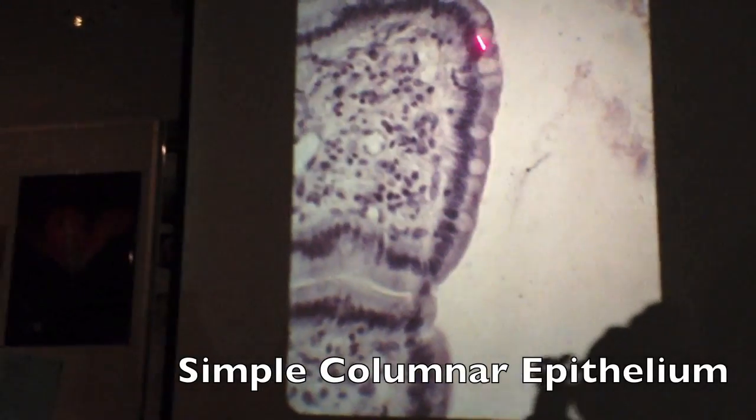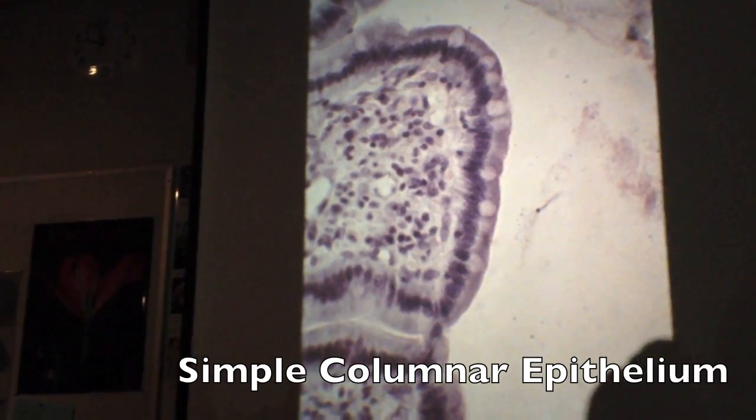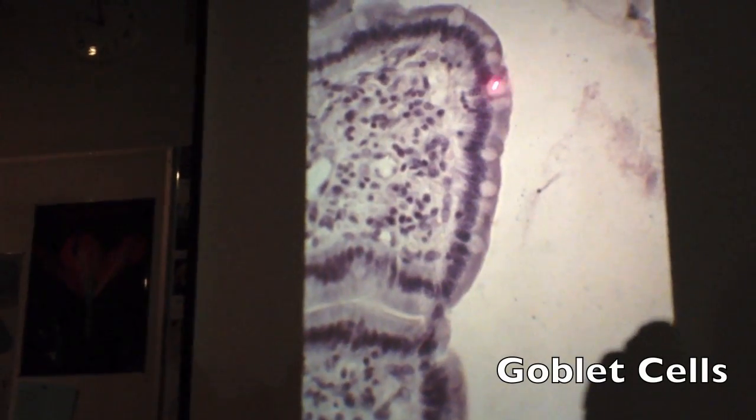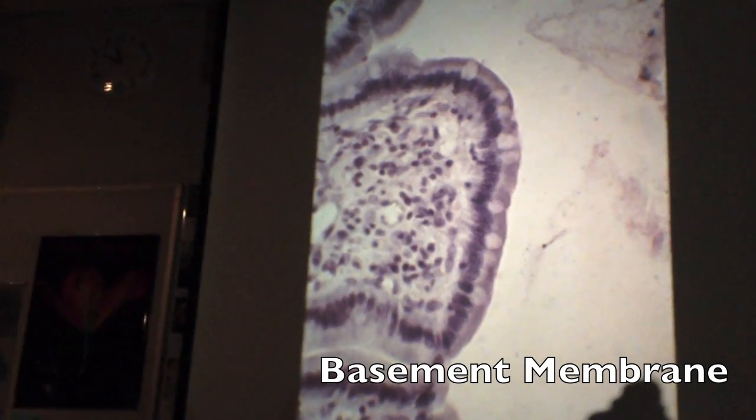What's this tissue? Simple columnar epithelium. Okay. And again, you've got goblet cells. You've got a basement membrane. But other than that, that's about all there is to know on this one.